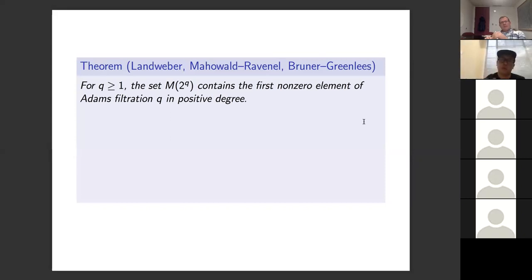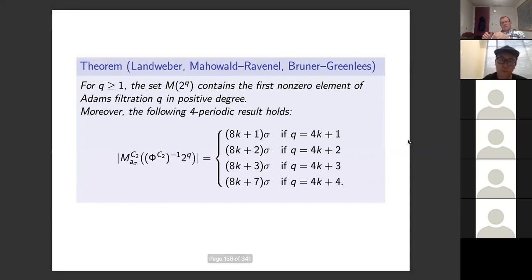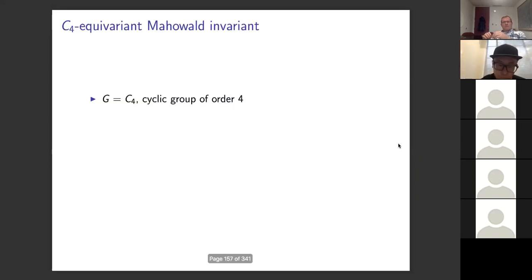So this is an earlier study by Landweber in the sense of the C2 equivariant definition. And as we all know, this study by Mahowald and Ravenel, and later Bruner and Greenlees, shows that the two definitions are actually equivalent. Moreover, if you're just looking at the degree, which tells us how divisible it is, then we have a 4-periodic result in terms of the C2 equivariant Mahowald invariant.